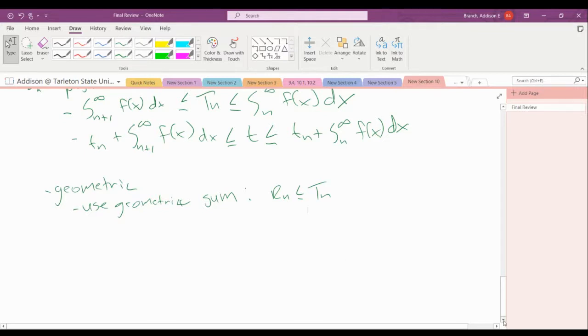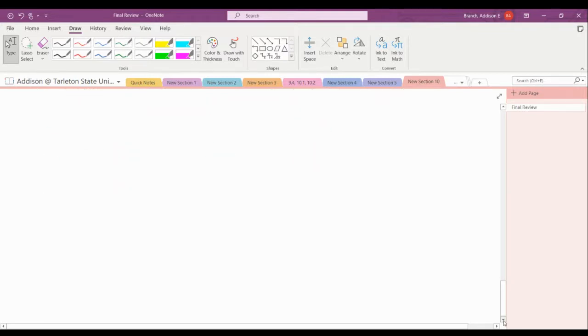The ones that they usually would ask more about would be alternating series, just plain geometric sums with no comparison or anything, and maybe telescoping. All right, so let's go ahead and move on to alternating series.